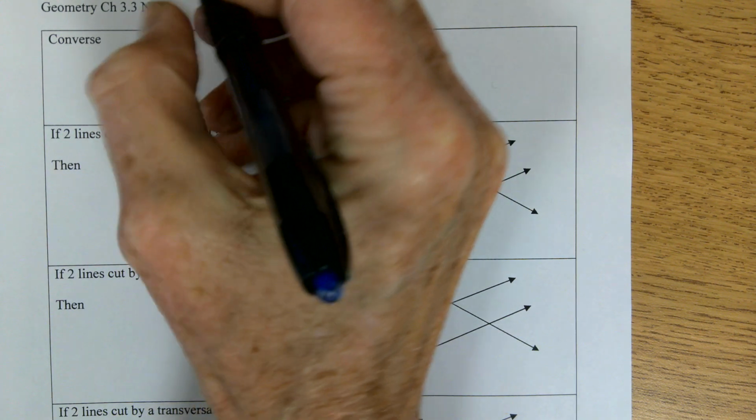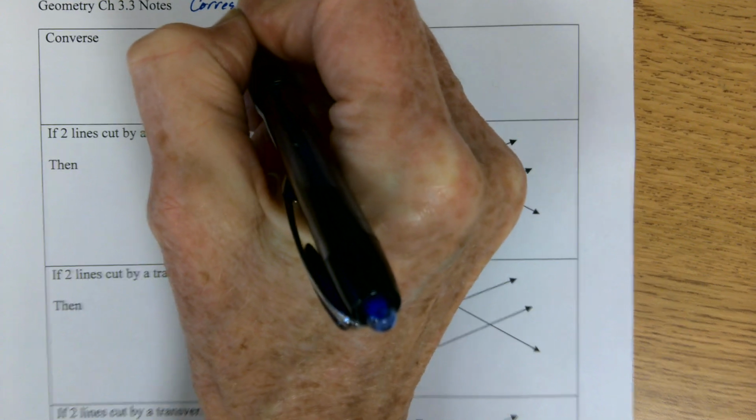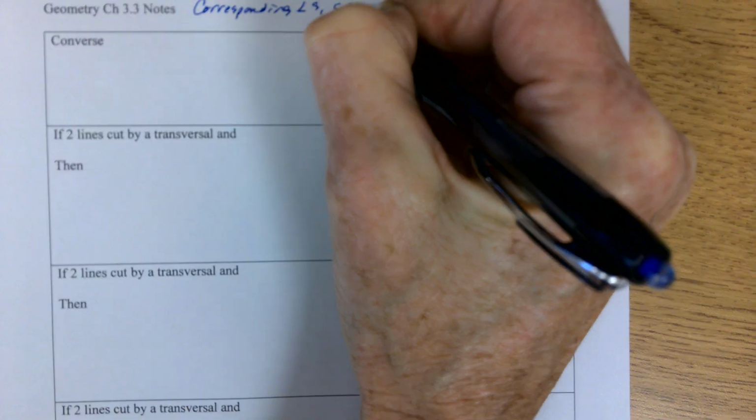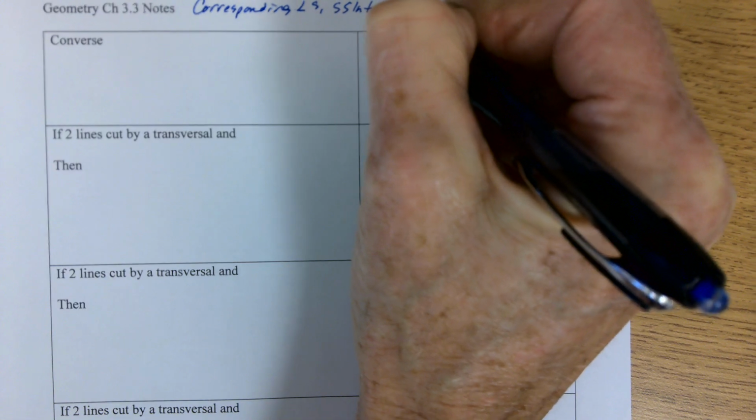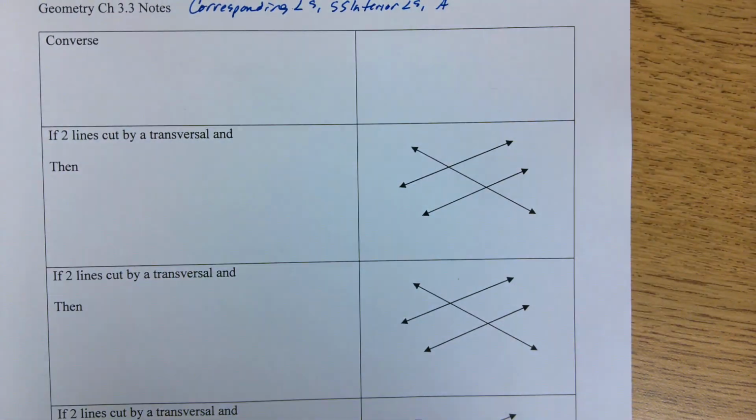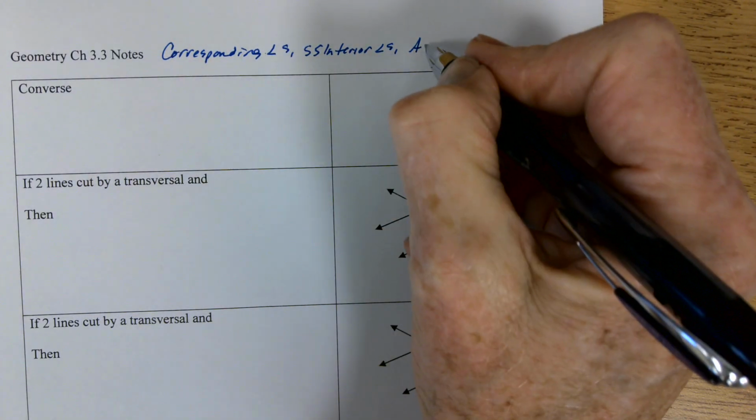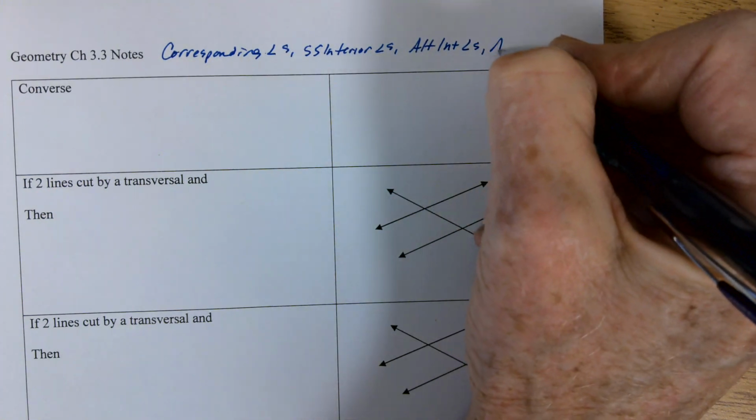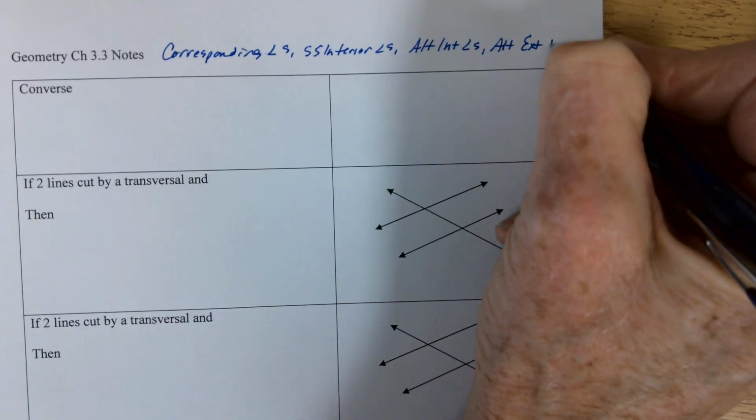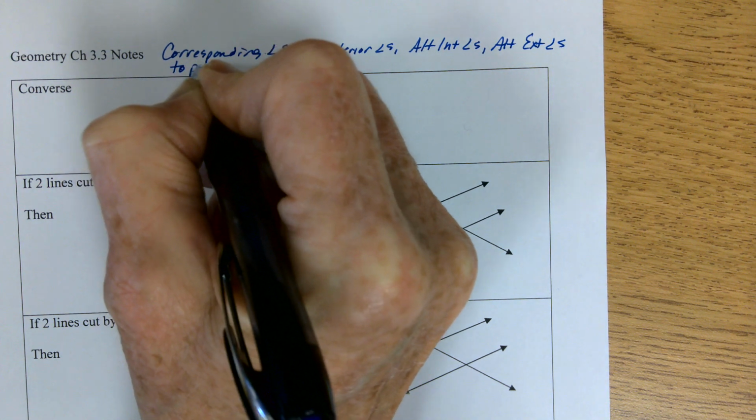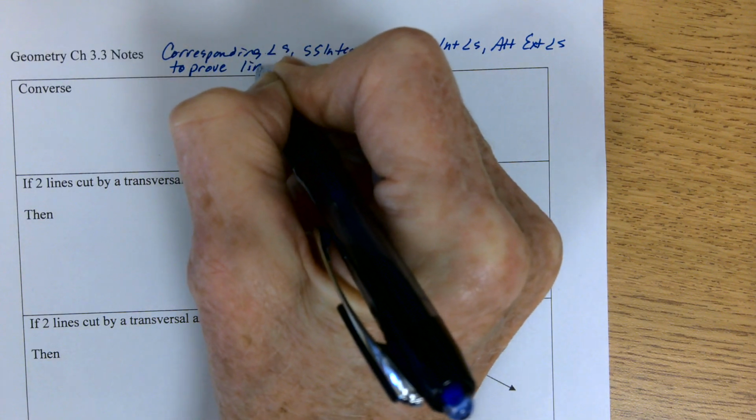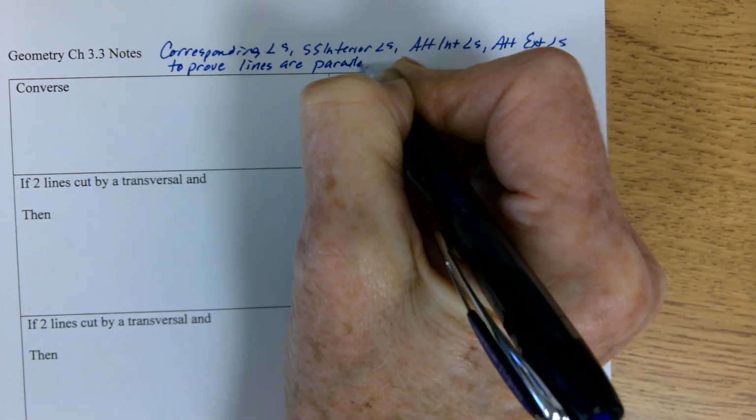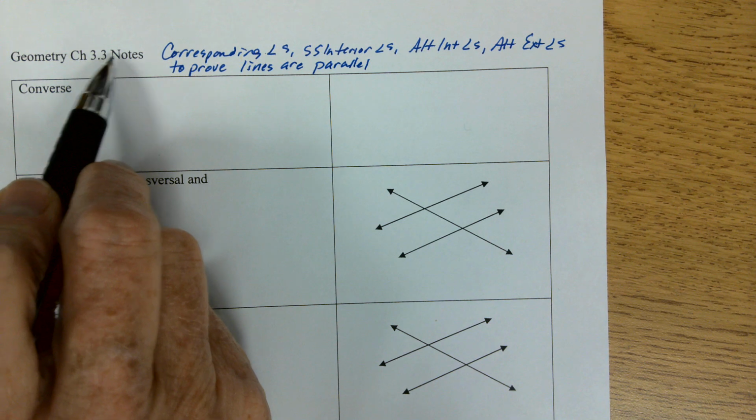So we're still doing corresponding angles, same side interior angles, alternate interior angles and alternate exterior angles, to prove lines are parallel. That's what we're going to do today. This is chapter 3, section 3.